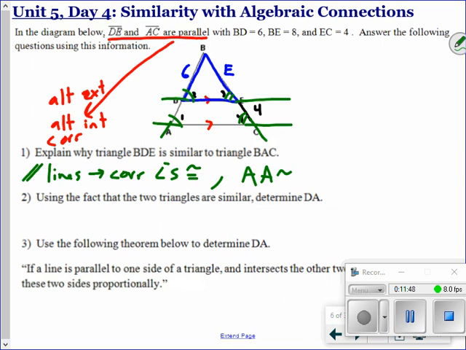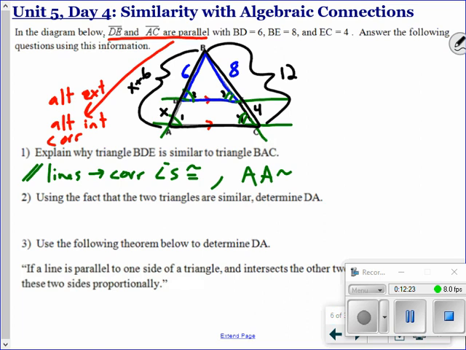Once we know that, they want us to figure out the value of side DA. So I would use the big triangle BAC. If this is x in the big triangle, this is going to be x plus 6. And then if this is 4, apparently I wrote an E there instead of an 8. So I add those two together, I would get 12. I'm going to set up a proportion to solve this.